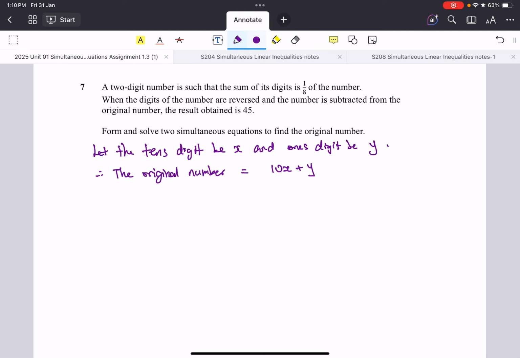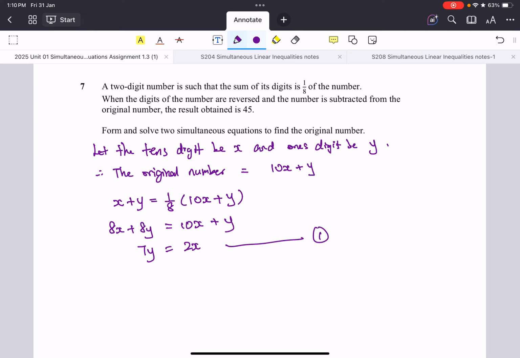Okay, the sum of its digit is 1/8 of the number. So we have the sum, which is x plus y, is 1/8 of the original number, which is 10x plus y. So what we do is we multiply by 8 throughout. So 8x plus 8y equals to 10x plus y. That means 8y equals to 2x. No, that's 7y. 7y equals to 2x. There we go. Okay, let's call this equation 1.